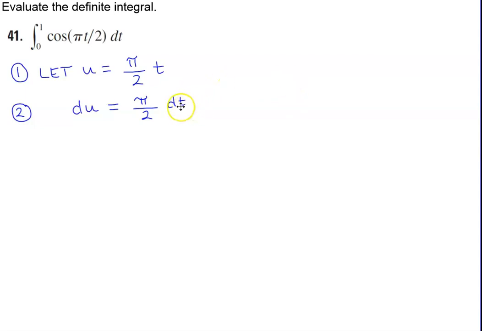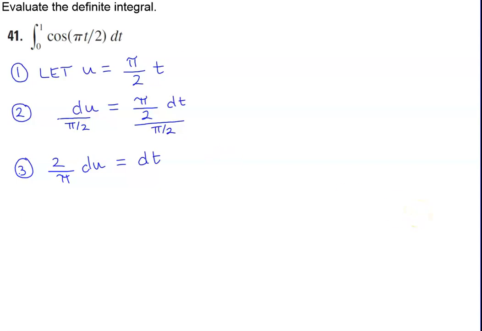So what we want to do is substitute back in for the dt, so we're going to have to divide both sides by pi over 2. Dividing both sides by pi over 2, we're going to get the reciprocal, which is 2 over pi du, which is equal to dt.